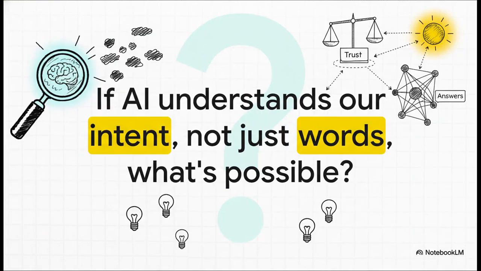So this leaves us with a final thought. We're moving away from AI that just matches keywords to AI that can genuinely understand our intent. Now that these systems can go on this sophisticated quest for the right answer, what new problems can we solve? What does it mean for all of us when we can finally, truly trust the answers we get?